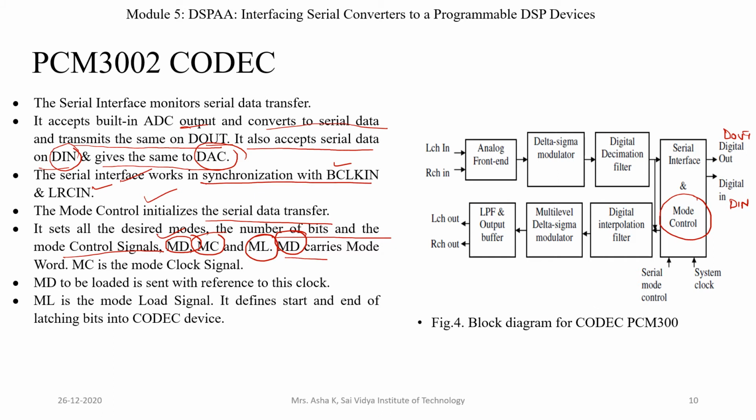Here MD is the mode bit which carries the mode word, and MC is the mode clock signal available in the mode control interface. MD is to be loaded and is sent with reference to the clock. ML is the mode load signal. It defines the start and end of latching bits into the codec.